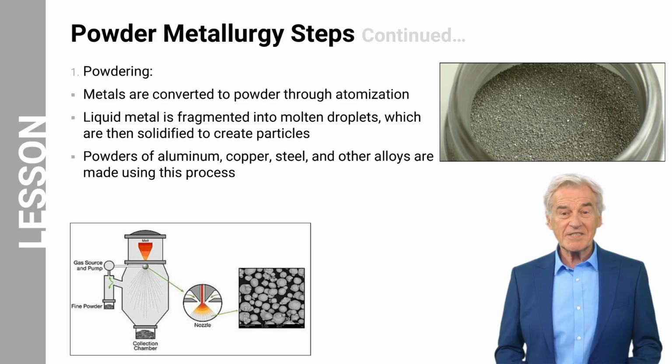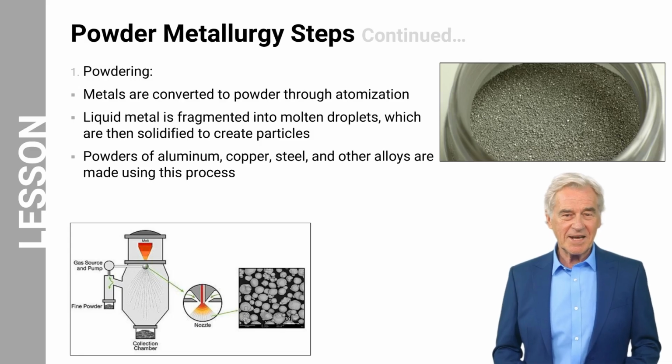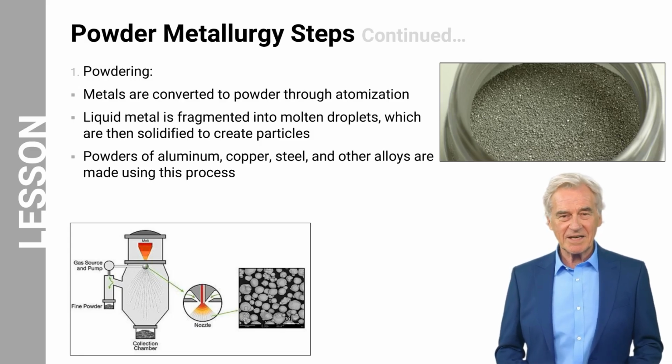Based on the specifications, powdering takes place when the required metals are converted to powders using the process known as atomization. In atomization, a liquid metal is fragmented into molten droplets. The molten droplets are then cooled down through solidification to produce particles. Powders of aluminum, copper, steel, and various alloys are made using this process.